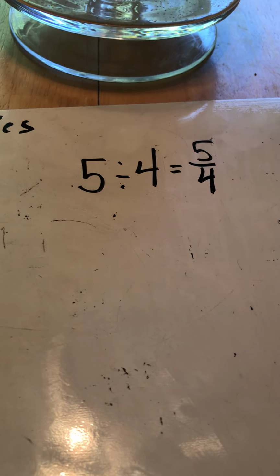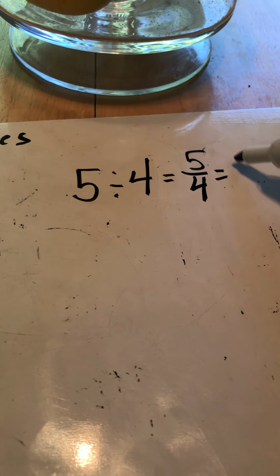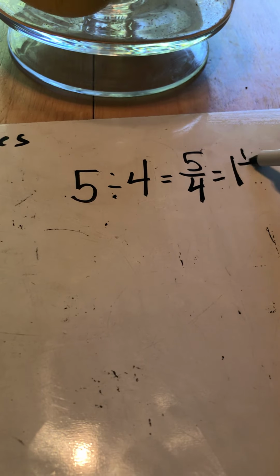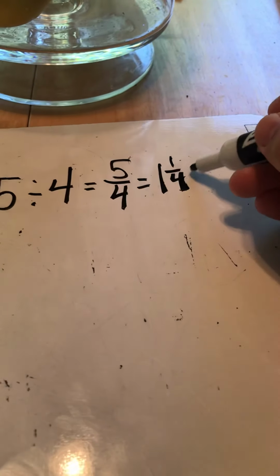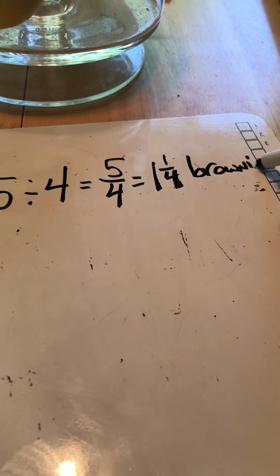So how much is each person going to get? Well, let's turn this into a mixed number. 4 goes into 5 one time. 1/4 is left over. So each person's going to get 1 1/4 brownies.